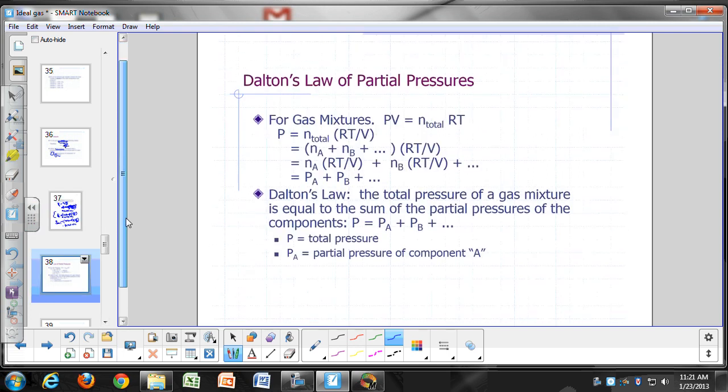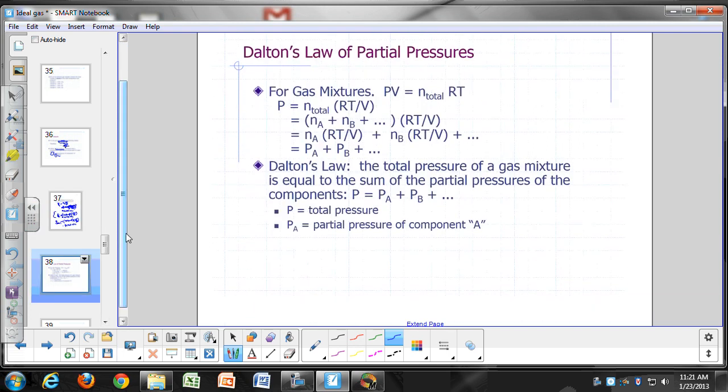If you have a gas mixture, Dalton's law says that the total pressure of a gas mixture is just equal to the sum of the partial pressures of the components. So the total pressure P will just be the partial pressure of component A plus the partial pressure of component B, and so on and so forth. And it's easy to show that from the ideal gas equation.